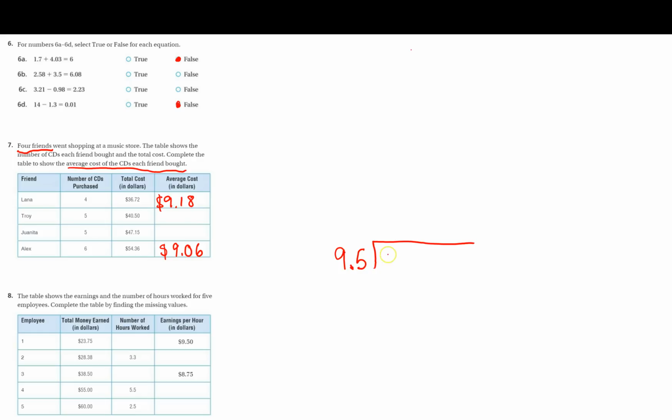So 9.5 divided by the total amount, 23.75. I have to move my decimal 1 place out here, so I move it 1 place in here. So my decimal now is going to be here, and it's going to be like I have no decimal out here. Okay, 95 can't go into 2, it can't go into 23, it can go into 237 2 times because that's about 100. 2 times 95 is going to be 190. Subtract 7.